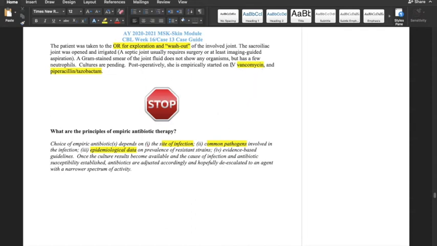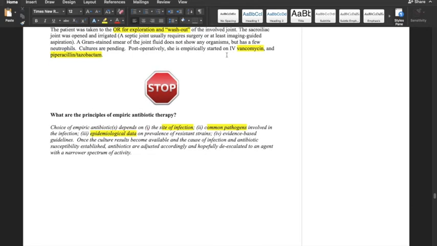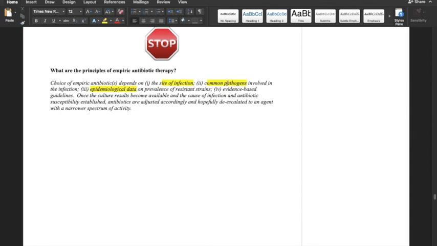Another consideration is side effects of antibiotics. So vancomycin is a known nephrotoxic agent. There's some evidence in pediatrics that the combination of vancomycin and pip-tazo may even be synergistically nephrotoxic, even though that's not quite well described.